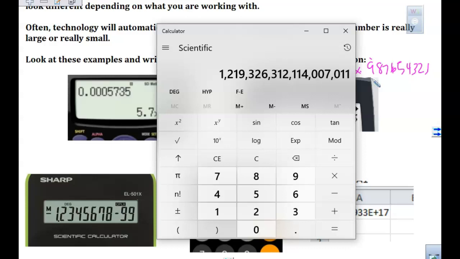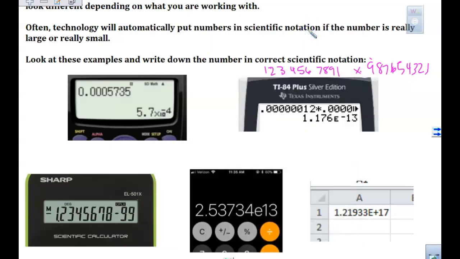So when I was looking at your calculator, someone want to tell me what they got on their calculator, what it showed, Matt? Say just a little. 1.221. Okay, we're going to stop at that point. And then what did it look like? Which one of these did it look like? Did it have a times 10?